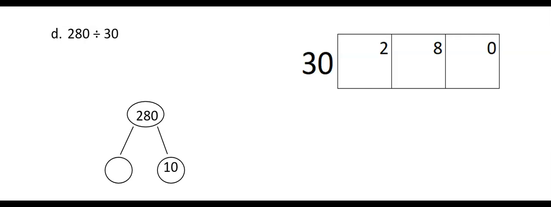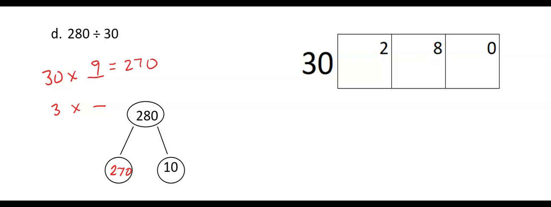So I'm going to think of my 30s, how close can I get to 280? Well, another way to think about this is 30 times a number is similar to 3 times a number. I know if I take 3 times 9, I get 27. So if I take 30 times 9, I would get 270. That's pretty close to 280. So we'll do 270, and that would leave me with 10 left over. So there's my number bond. 280 is made up of 270 and 10.